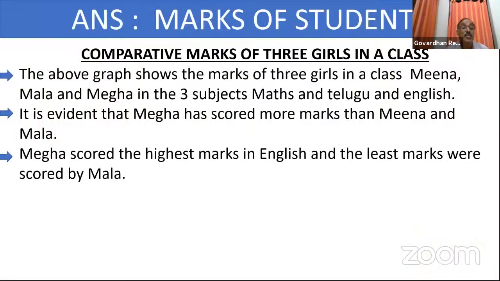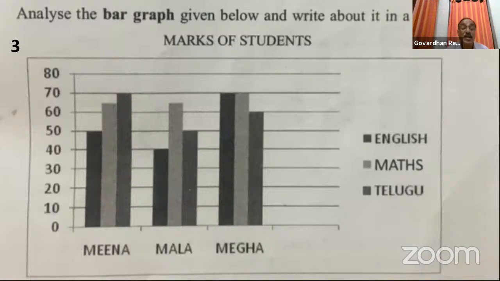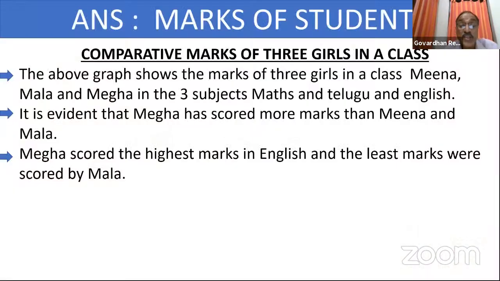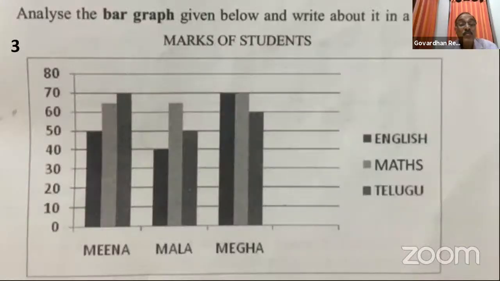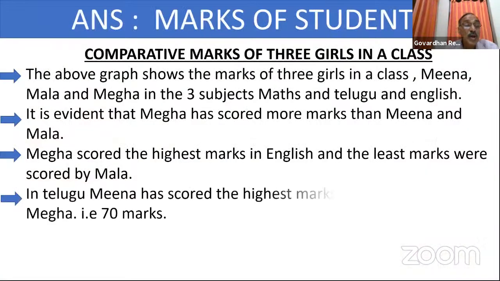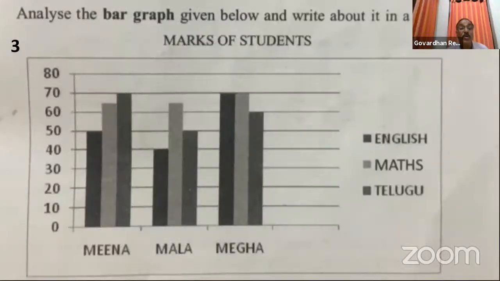Now coming to another, Megha has scored the highest marks in English, and the least marks were scored by Mala. For this also you can see that Megha has scored the highest marks in English, and least marks were scored by Mala. Likewise, going to another, in Telugu, Meena has scored the highest marks, more than both Mala and Megha. See, based on that table, you are able to form various conclusions. This is not the only way; you can write in your own manner also.